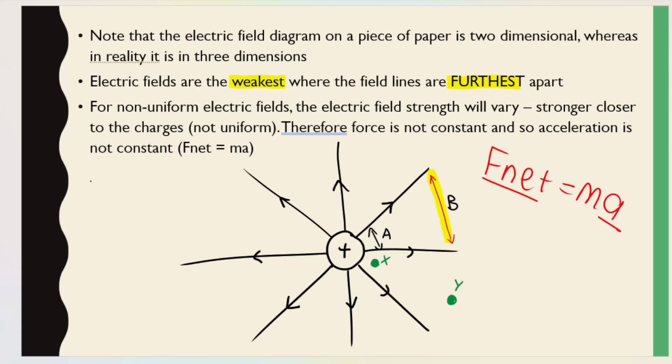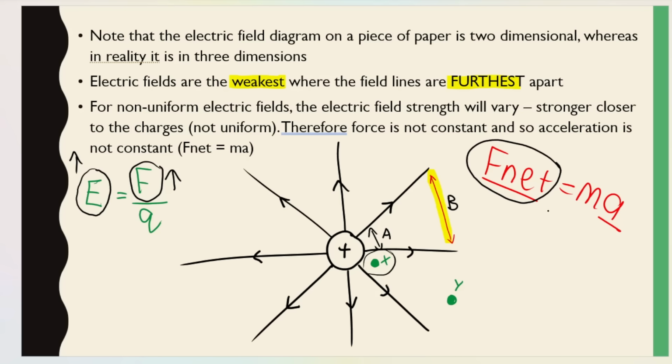So the formula that we can use to help explain this is this formula, which we will discuss later. The stronger the electric field, which is where the field lines are closer together, the greater the force that exists on this particle. And the greater the force on the particle, the greater the acceleration of that particle. Okay, so the force is not constant. The force can vary because the electric field varies, and because the force varies, the acceleration varies. I hope that is making sense.